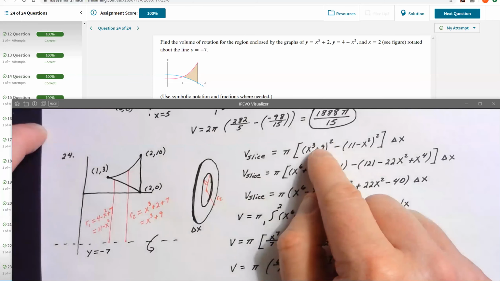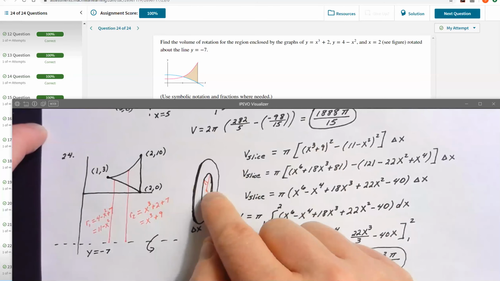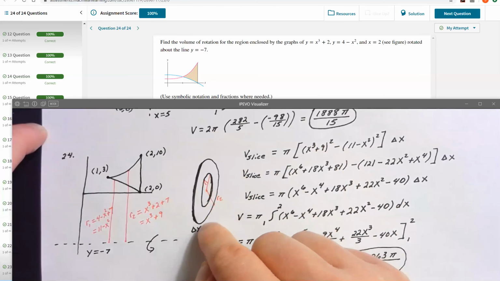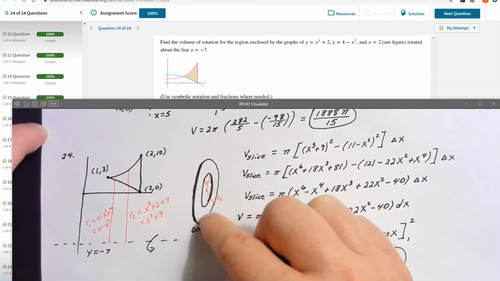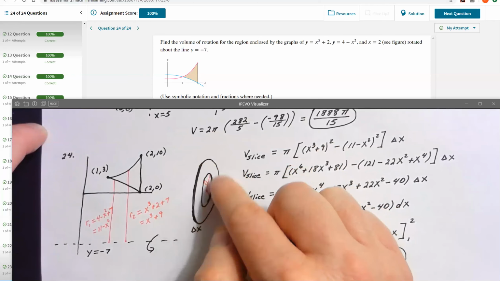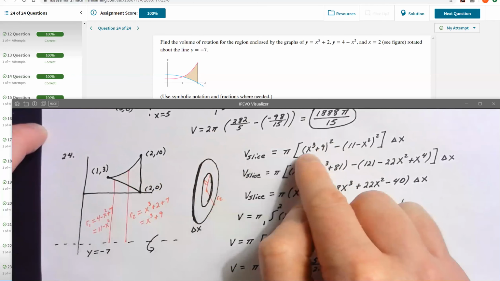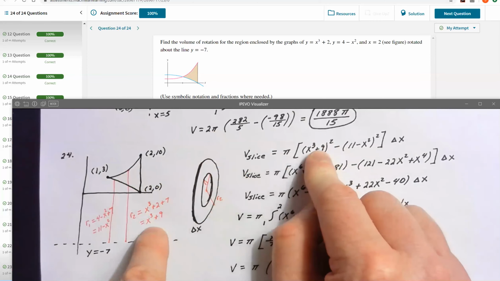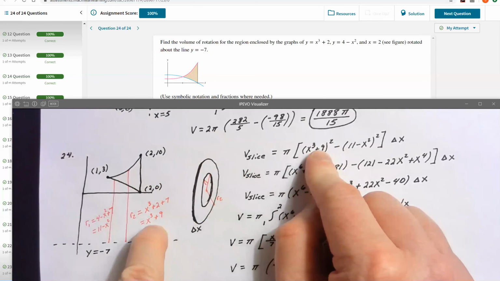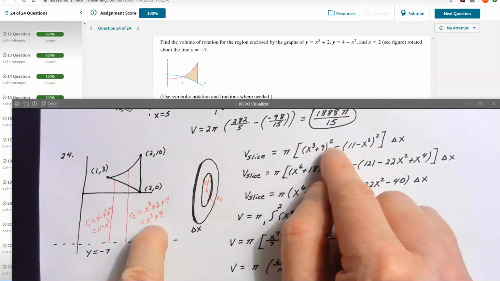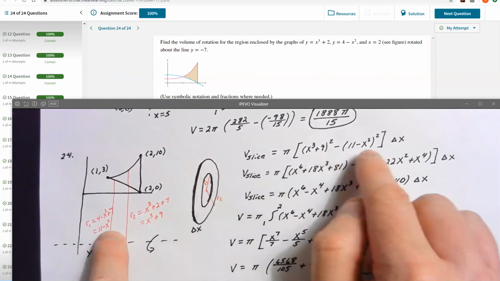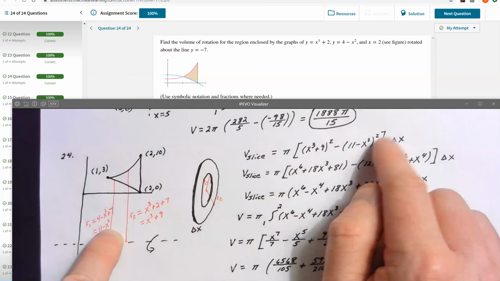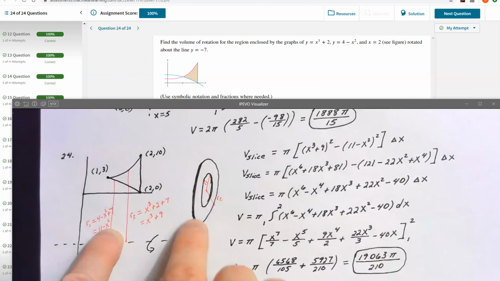Now I go back in here and I can say the volume of this slice is the volume of the washer. And that's always going to be the entire volume of the rotated solid minus the interior portion that we have to hollow out. So the larger portion is going to be pi times (x cubed plus 9) quantity squared, minus the smaller cylinders that we need to hollow out. That's going to be (11 minus x squared) quantity squared. We're multiplying all this by delta x because that's the thickness of each of our slices.